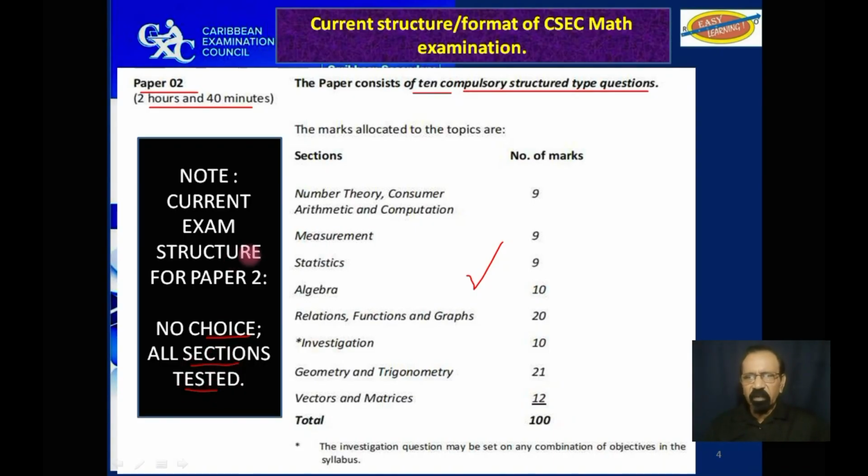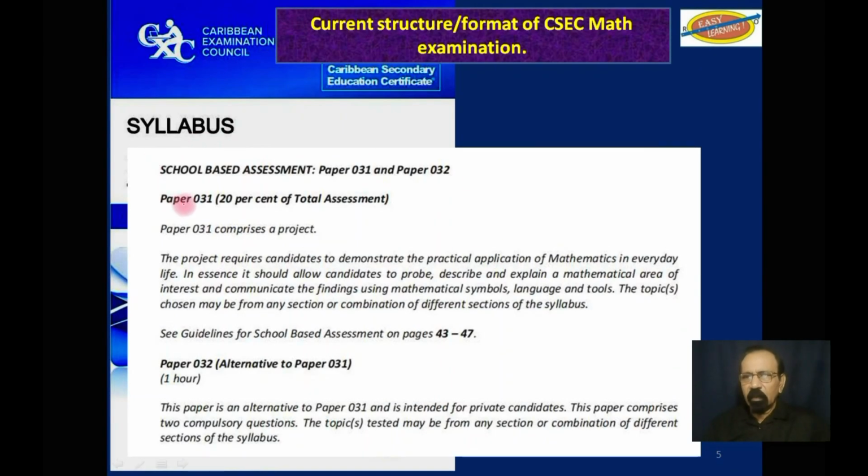Previously, I had mentioned that there would have been a choice, but that was for the previous syllabus, not this one. And then paper 3, if you are in school, you would do what is called an SBA. Your teachers will tell you more about that. If you are not and you take this exam as a private candidate, then you will write paper 032, which is alternative to that SBA. Essentially, you will be given certain data and asked to do certain things with the data, just like the students would have done in the SBA, but then in the SBA, they would have had to get the data themselves.